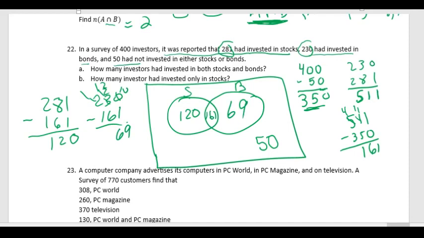So to answer the questions, how many investors had invested in both stocks and bonds? We said 161. How many investors had invested only in stocks? That's going to be 120.